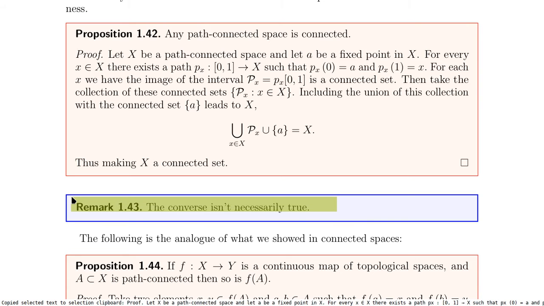If you want to look for examples for the converse not being true, the counterexamples would be in metric spaces, right? They can be connected, but they don't have to be path connected. There are some examples.